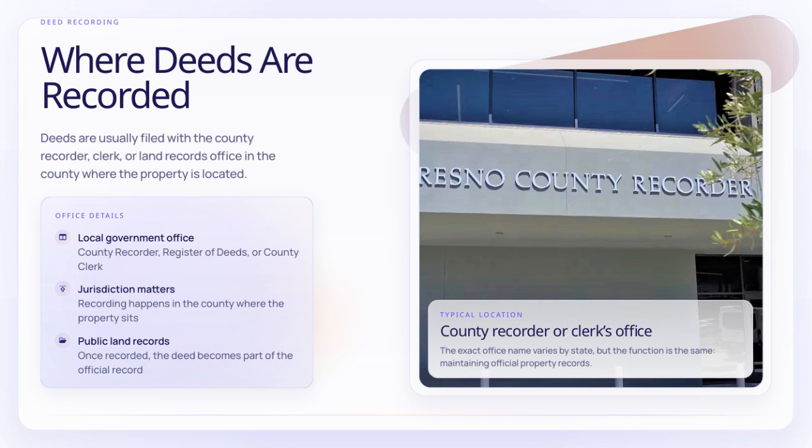Once a deed is recorded, it becomes part of the public land records, creating an official, accessible record of ownership. This process provides legal proof of property ownership and helps prevent disputes. Understanding where and how these records are maintained is key for anyone involved in real estate transactions.